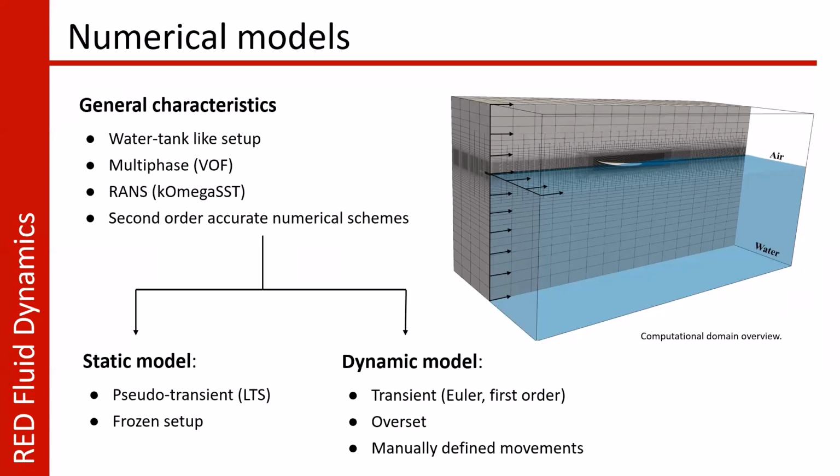Talking specifically about the models, the static one uses the pseudo-transient approach to resolve the equations in time, due to the static position of the board and the steady boundary conditions. The dynamic one, to the contrary, employs the transient approach with Euler first-order schemes, and to simulate the movements of the surfboards, the overset technique is mandatory because of the very wide movements performed by the surfboards. And for sure, we have to manually define the movements to be assigned to the surfboards.